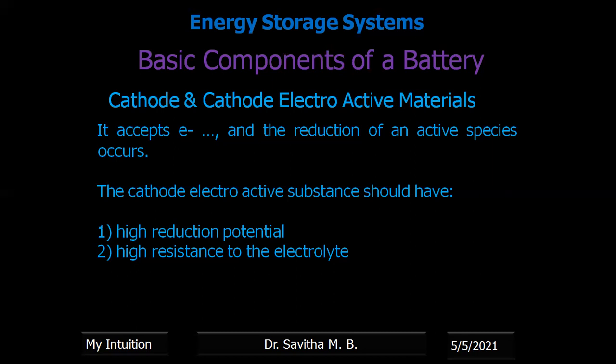The cathode electroactive species which is chosen should have high reduction potential. That means it should have the high ability to accept electrons, therefore the reactions will be fast, and it should be highly resistant to the electrolyte, because electrolyte is also present. It should not take part in the reaction. It should not chemically react with the electrolyte, the cathode material whatever is chosen.